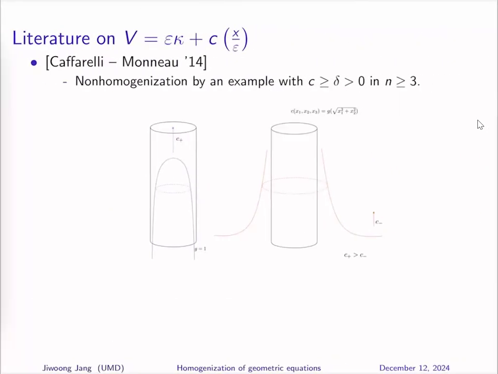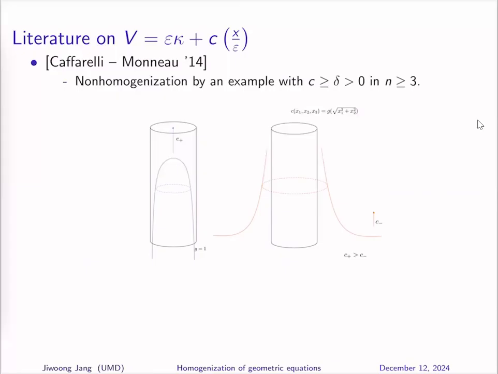In 3D or higher, Caffarelli-Monneau show non-homogenization even when c is just a positive forcing term. And their example is this. Their example is the rolled version of the previous example. Here now we have a cylinder. On the cylinder, the forcing term is taken to be just 1. So we have outward forcing term 1, and we have inward curvature effect by 1 because the radius is 1. So the two forces are balanced on the cylinder, so the cylinder is a stationary set.